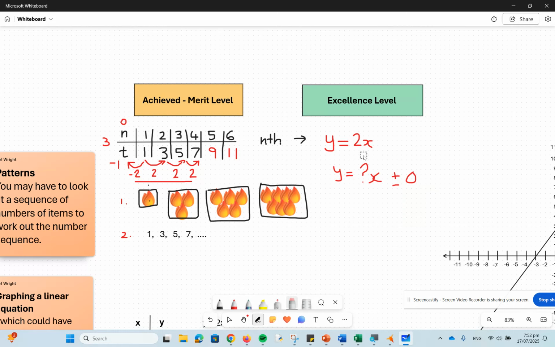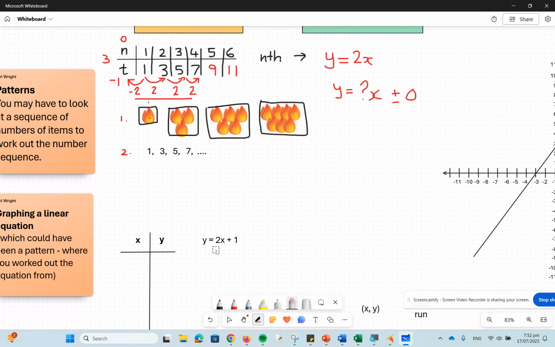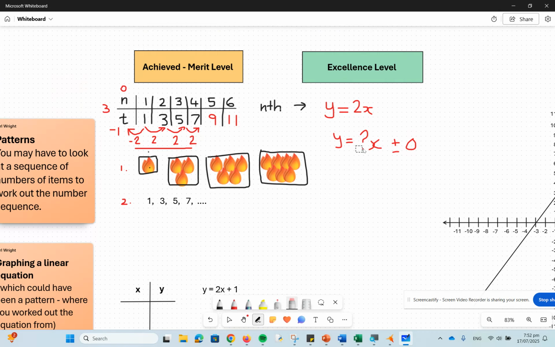So you're trying to find out what is in front of the x. Is it a 1? Is it a 2? Is it a negative number? Is it a third, a fraction? And at the end, you're trying to find out, is there a plus or minus some number at the end? So as I was saying before, something like 2x plus 1. You're trying to find what is in front of the x and is there anything on the end. So this is what you're trying to discover.